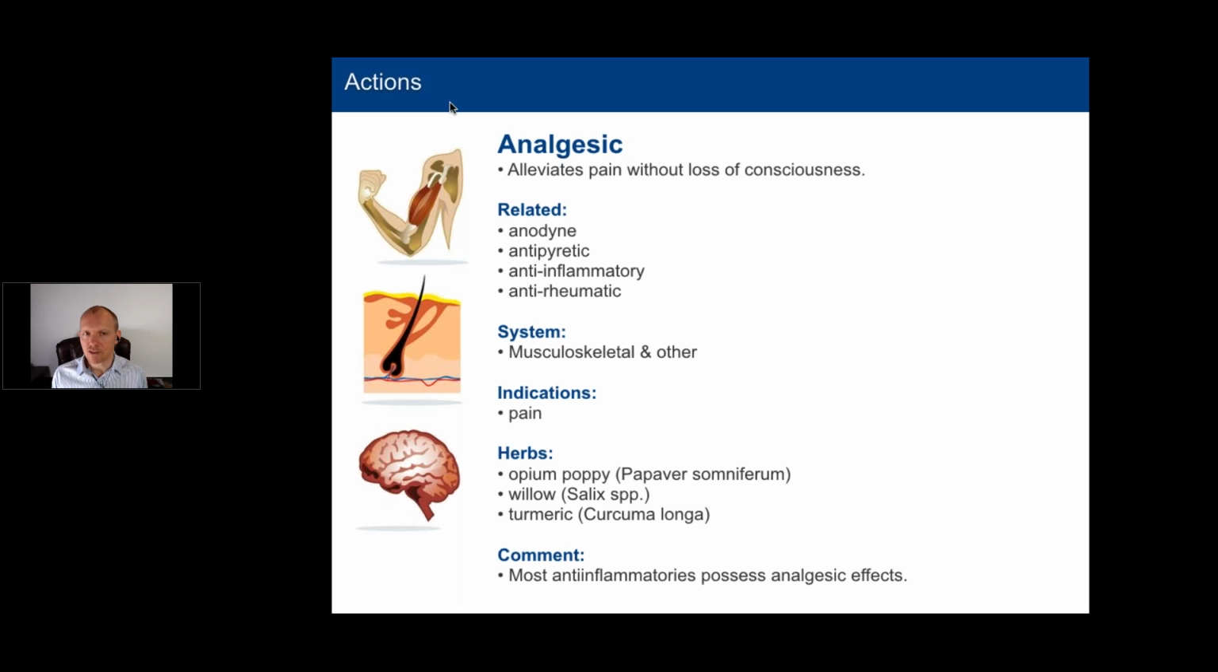So an analgesic is a substance that alleviates pain without causing a loss of consciousness. For example, an anesthetic, like a general anesthetic, usually causes the person to become unconscious and pass out, which is very different than taking an NSAID drug or some anti-inflammatory herb. So this is used primarily for pain. A lot of the herbs that we've already discussed that have an anti-rheumatic or anti-inflammatory effect can work for this. So willow bark decreases pain, turmeric can decrease pain.